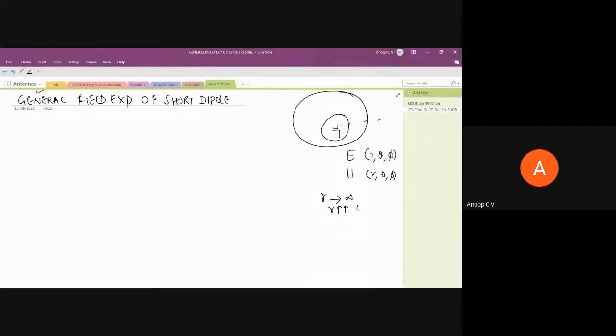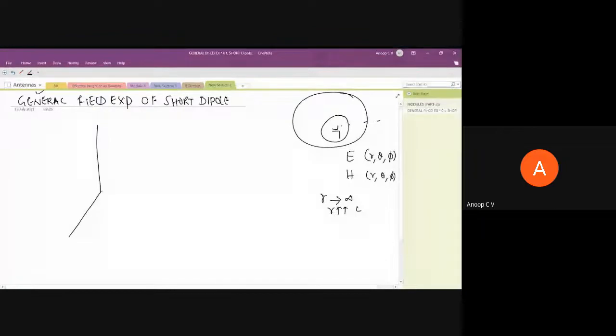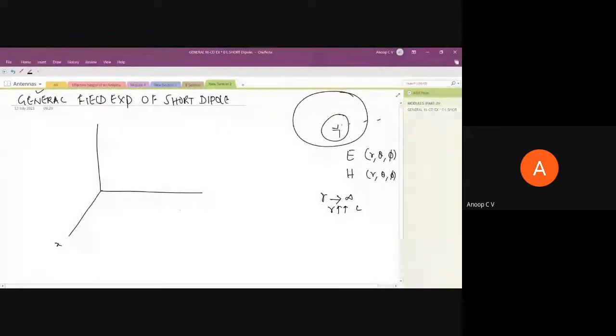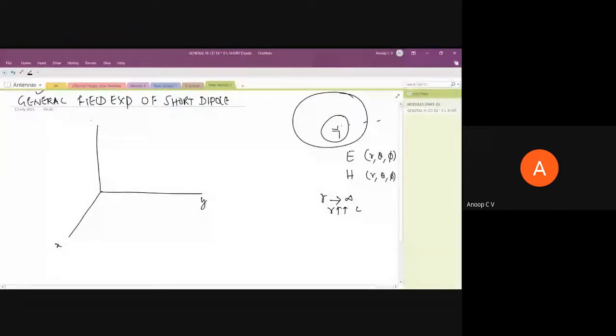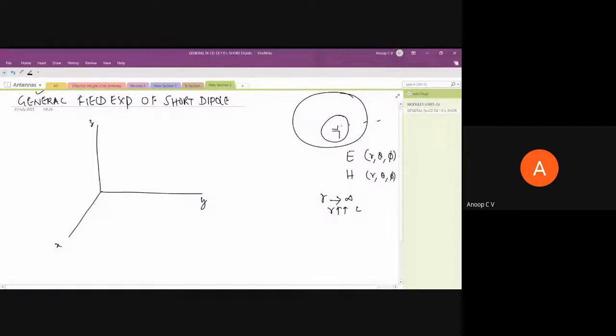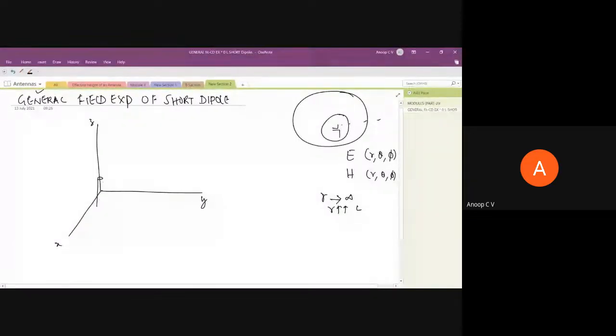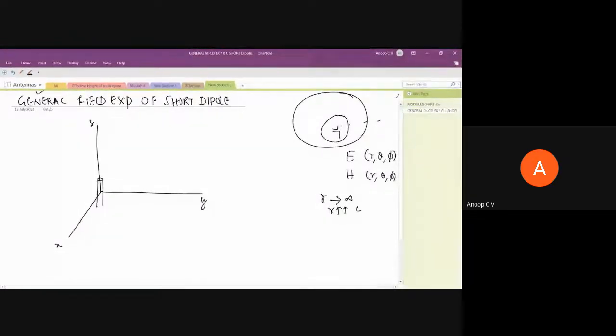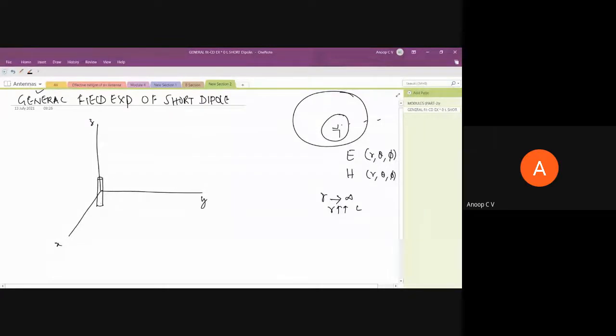For that, I'll be using spherical coordinates. For reference, I'll draw the Cartesian axes: this is X, this is Y, and this is Z. So I'm considering spherical coordinates, and I'll be placing my antenna along the Z axis, with center at origin.